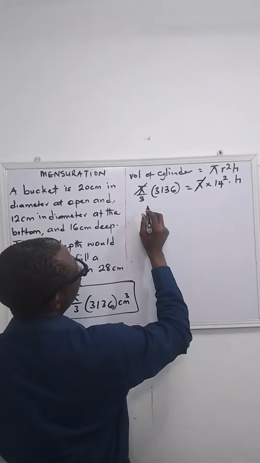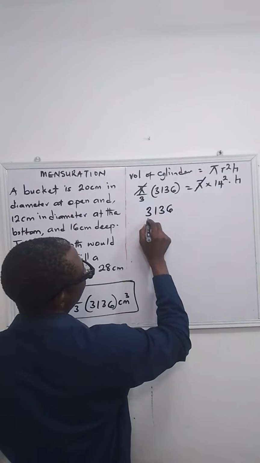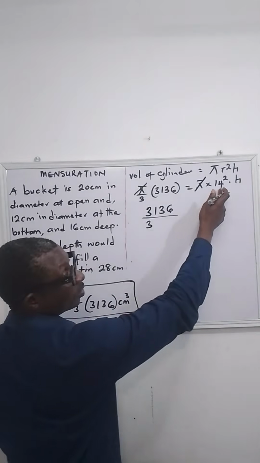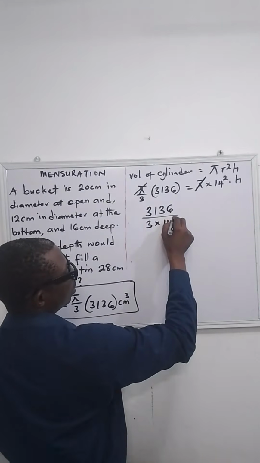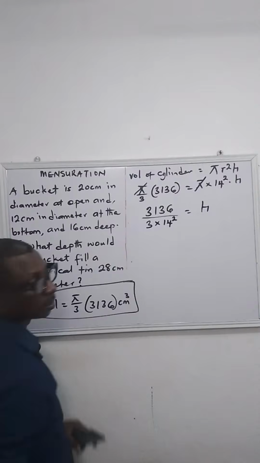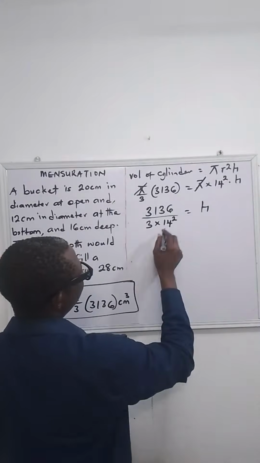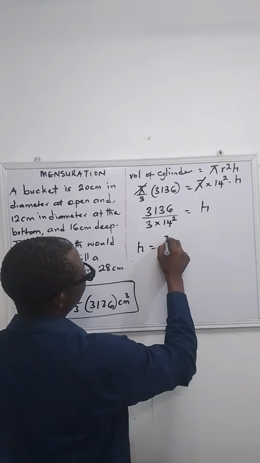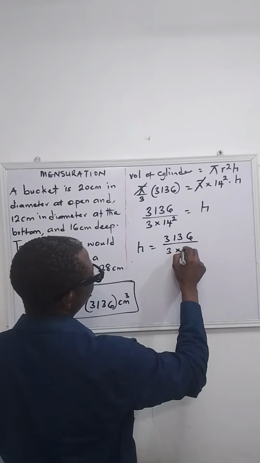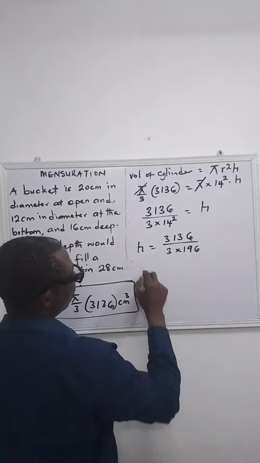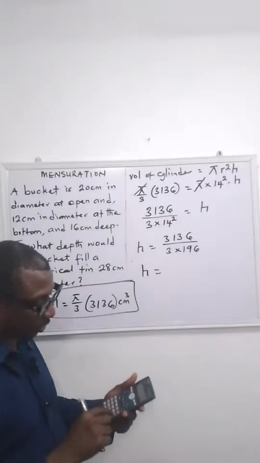So I will have 3,136 over 3. Since I'm dividing both sides by 14 square, that's going to be times 14 square, also h. I hope you get that. So now this h is 3,136 over 3 times 196. So what do you have as your answer? Can you compute that and drop your answer in the comment section?